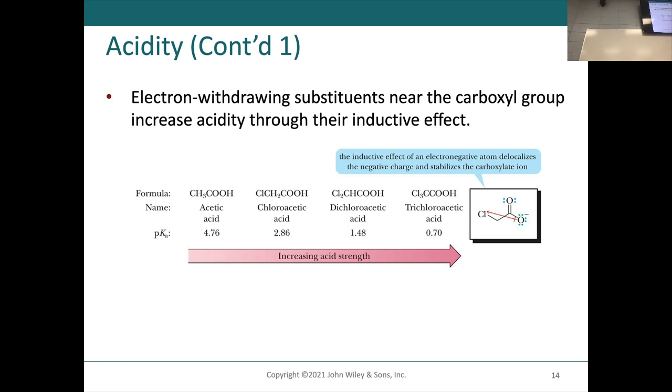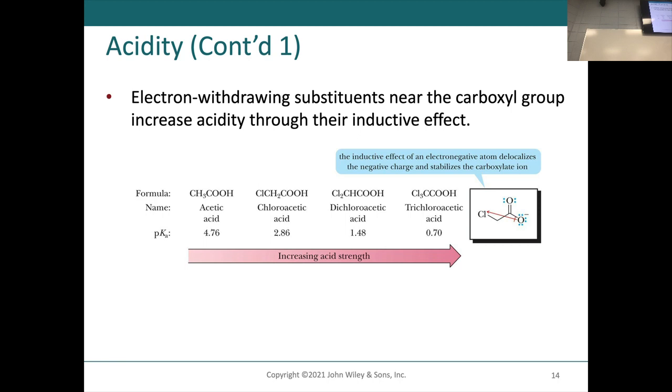Okay? We can also play around with that acidity. So here's the pKa. There's acetic acid, there's chloroacetic acid, there's dichloroacetic acid, there's trichloroacetic acid. Why is the acid strength increasing as I go from left to right? Electronegativity. I've got electronegative groups close to that negative charge, right? Anything that can stabilize that negative charge is going to make it more stable. And if it's more stable, it's going to form more of it, right? And so as we change out hydrogens for chlorines, the acidity goes up.